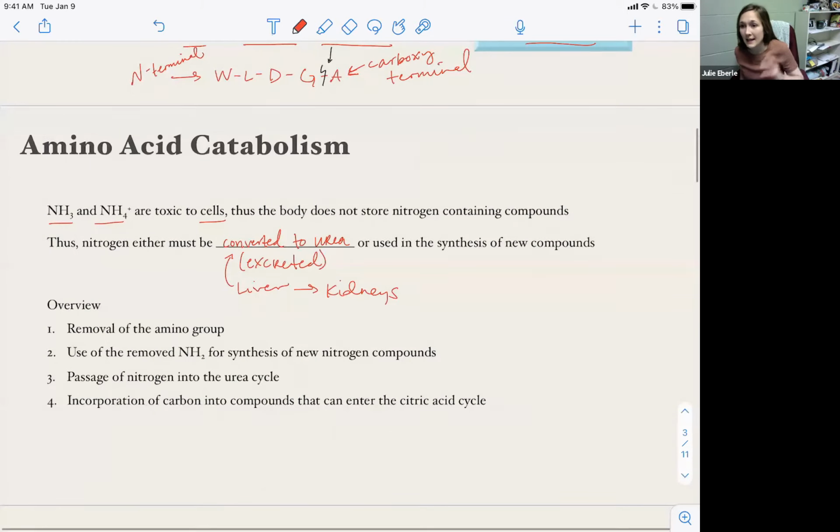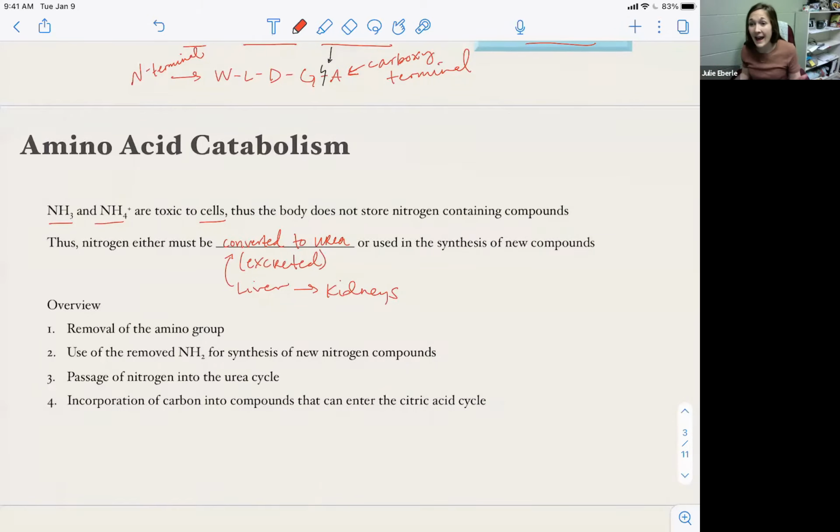Or we can take that amino group off and immediately use it to synthesize new nitrogen-containing compounds, okay? So the body constantly has, the way your book phrases it, and it's not a bad idea, this pool per se of amino acids. And those amino acids are constantly coming either from our diet and the digestion of proteins that we put into our body, or the degradation of old proteins as they break things down and recycle.